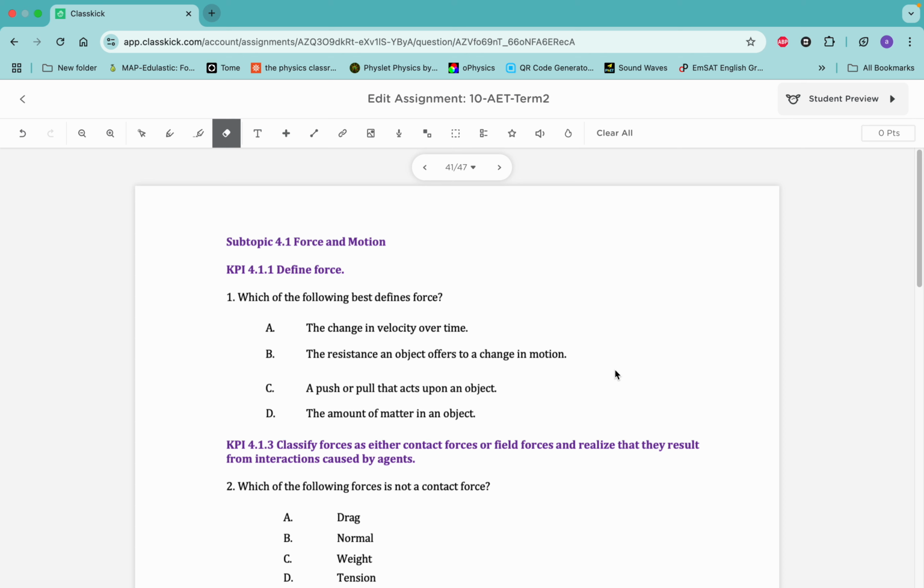Okay, so starting with the first part of the focus questions here, which of the following best defines force? So we have these definitions that could be used to define force. The change in velocity over time, of course, is not a definition of force. The resistance an object offers to change in motion is not considered a force either. But the best description here is a push or a pull that acts upon an object.